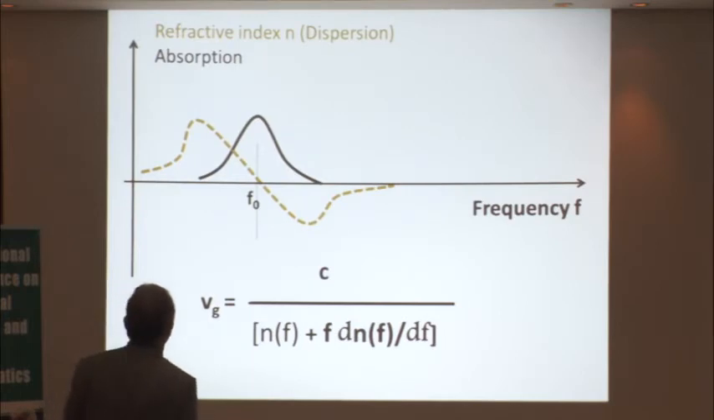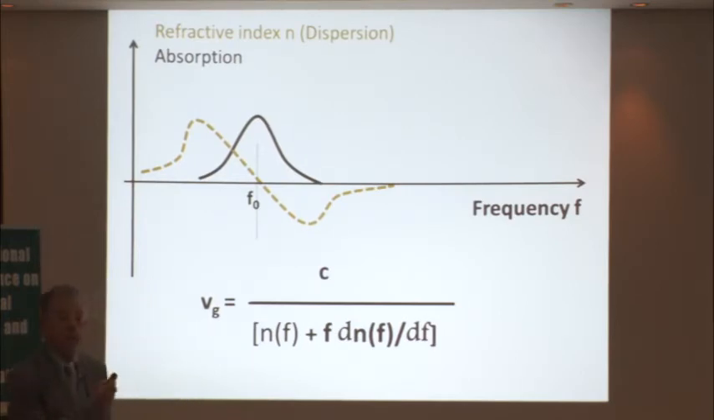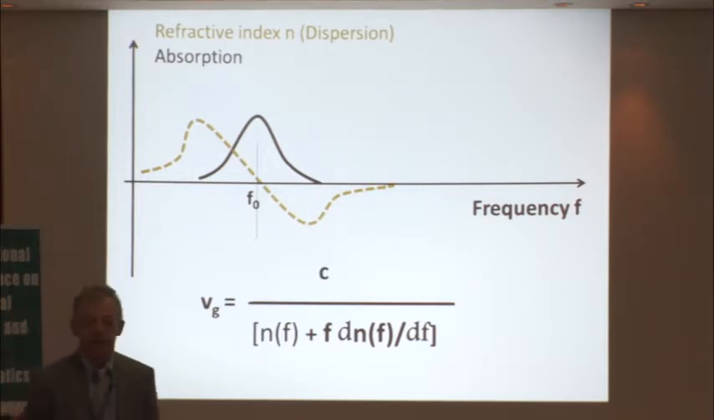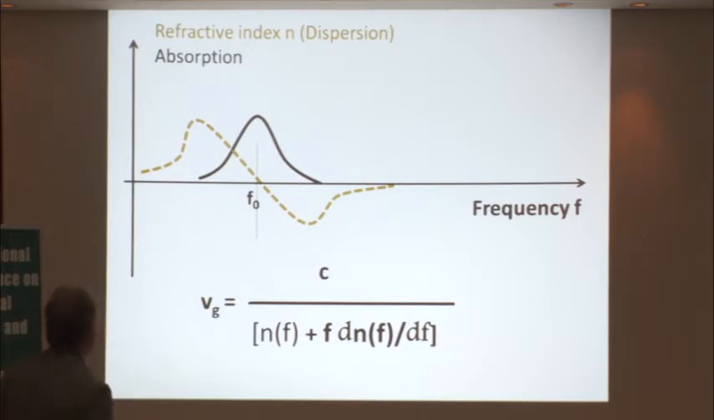So here I have shown what Sommerfeld and Brillouin have calculated with the Lorentz-Lorenz oscillator: the refractive index or dispersion versus frequency, and the absorption at the resonance frequency. And the group velocity is given by this term. If we have only this term, then we are talking about the phase velocity.